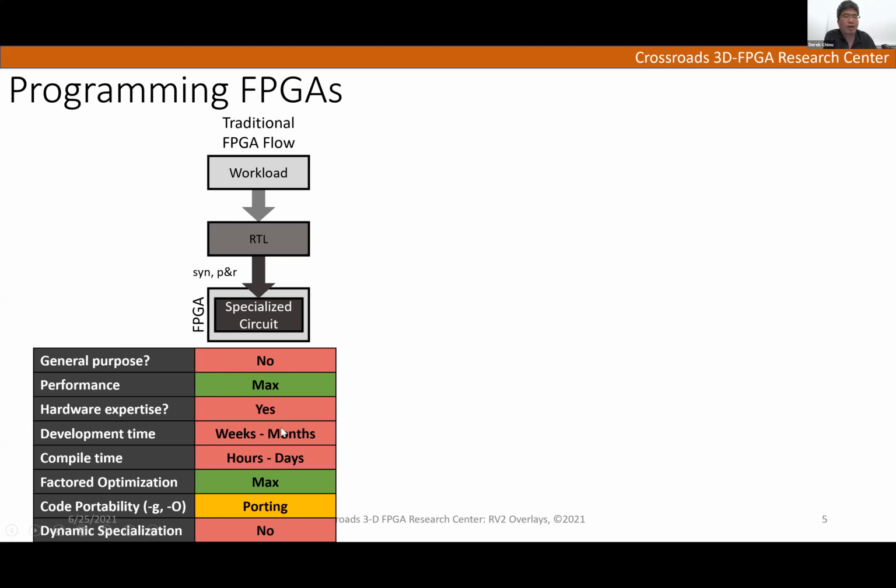It does require a lot of hardware expertise. It requires a lot of development time, sometimes years, not just weeks and months. Compile times take hours and sometimes days. And although we can refactor things and optimize very aggressively, this has to be done in the context of the RTL that we have, right? Porting, if we need to move to the next generation FPGA, is okay. But still, a lot of times there is work to be done. Even if you port to a different FPGA in the same family, there's oftentimes some work to do. And there's no dynamic specialization of this path.